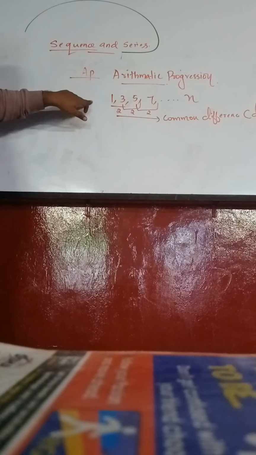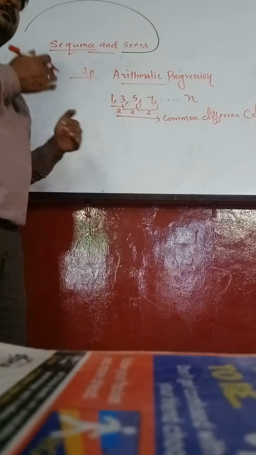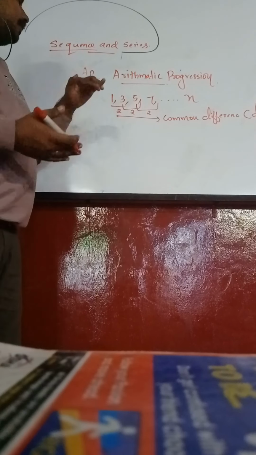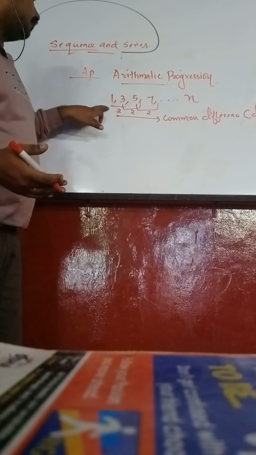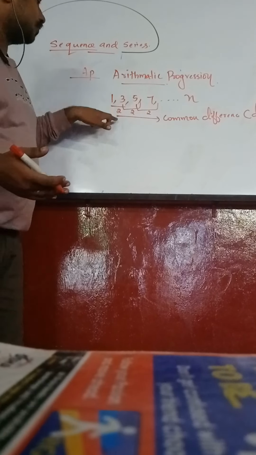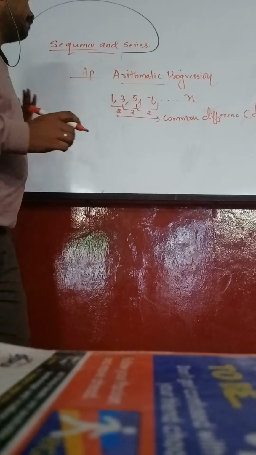So what is an arithmetic progression? If a sequence is progressed by adding the same number to the next term, it is called an arithmetic progression, and the common number that gets added is called the common difference. Did you get it? Okay.